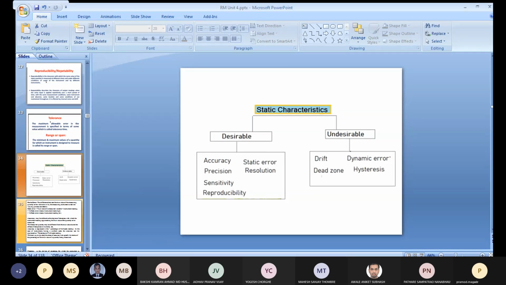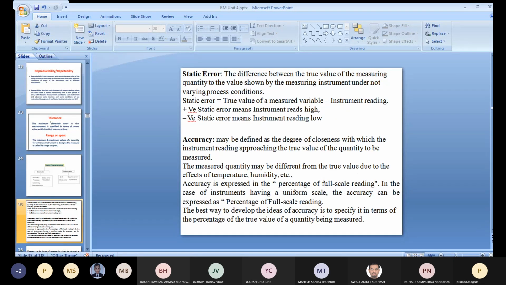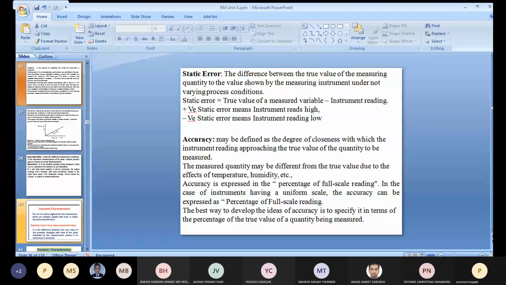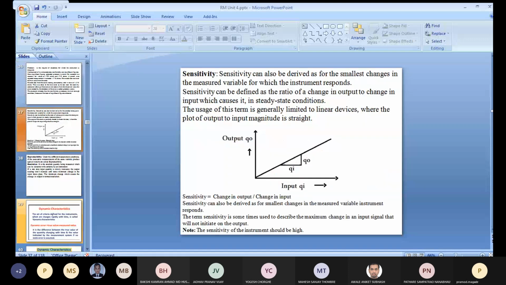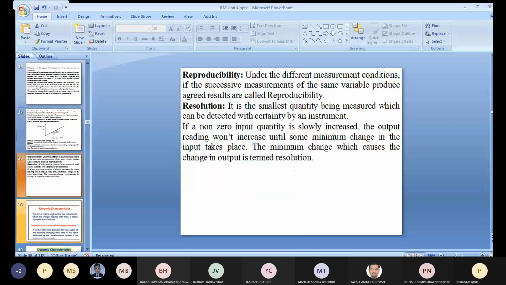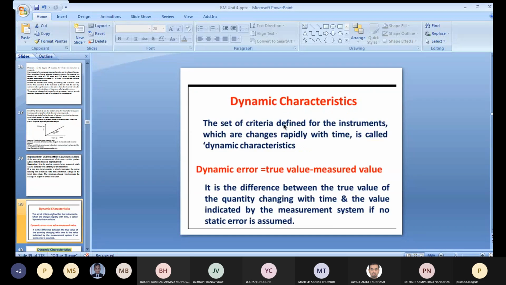Okay, so this will be the additional parameter you can put in your answer. Next, I have explained the things: accuracy, precision, and all that. So we have already studied this. This is just study material for you. Correct? Precision means what, sensitivity what, output, input, reproducibility, resolution, and all that. Then we'll move toward the dynamic characteristics. We have covered the static characteristics. Next, write down dynamic characteristics.